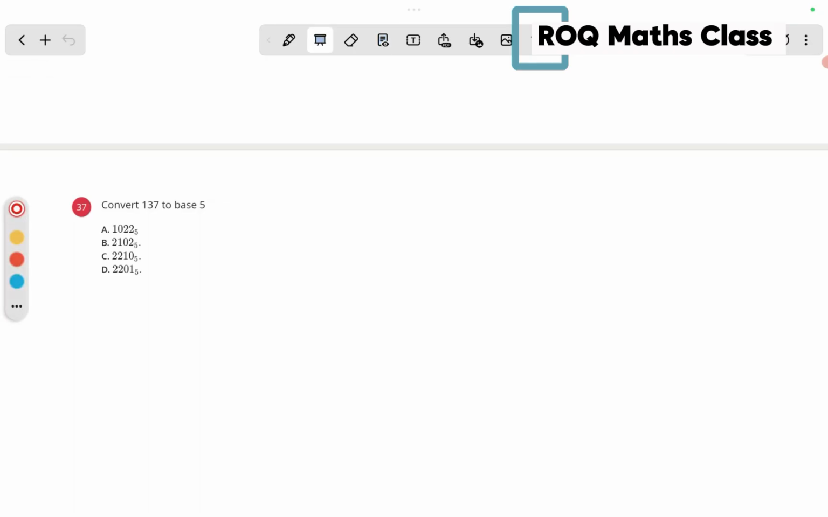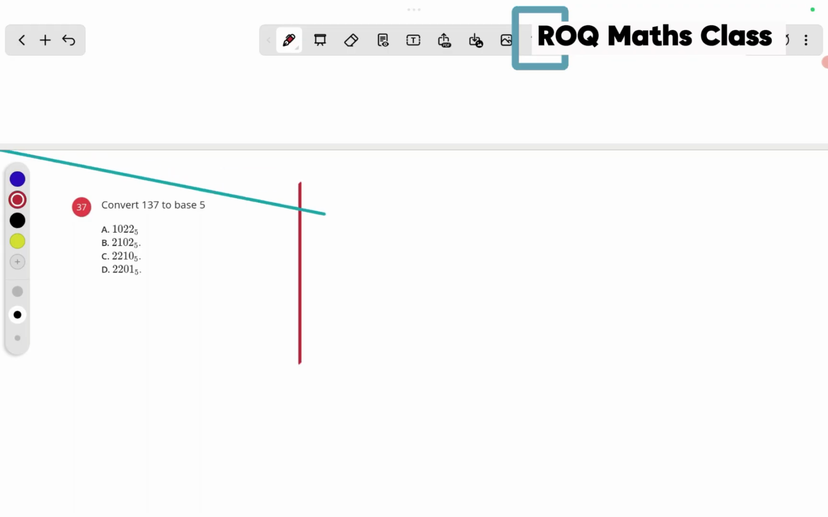Question 37. Convert 137 to base 5. This is one of the simplest questions that I will see in this 2025 JAMB question, because this particular question is majorly for those in GS2, GS1 can also solve this particular question. Now, we want to convert this number to base 5. So let's put it in a tabular form. I have 137.